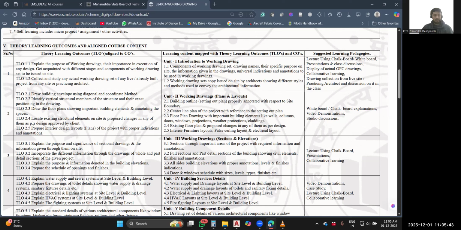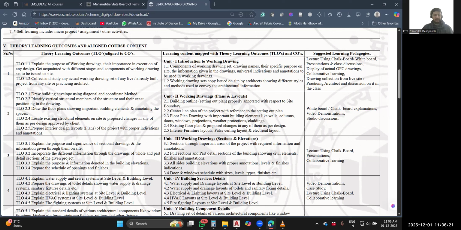The fourth TLO associated to this topic is to locate existing structural elements on site and propose changes, in case any of them are in conflict with the design approved by the client. So this also talks about the existing elements on site like trees, certain boulders, or existing water channels, existing sewage drainage and stormwater chambers, electrical poles, and so on.